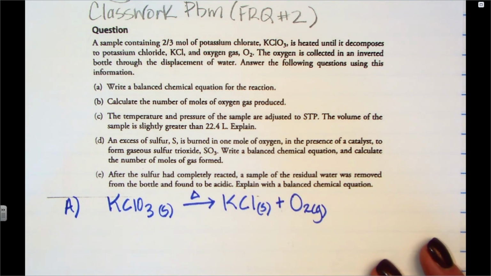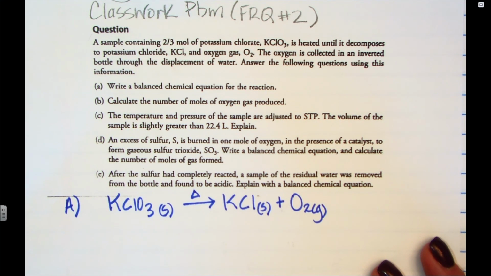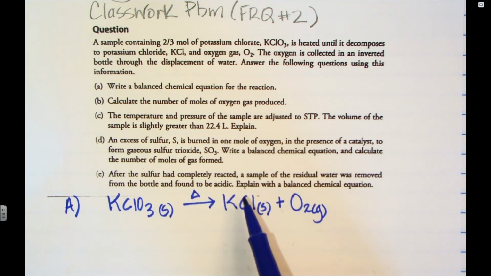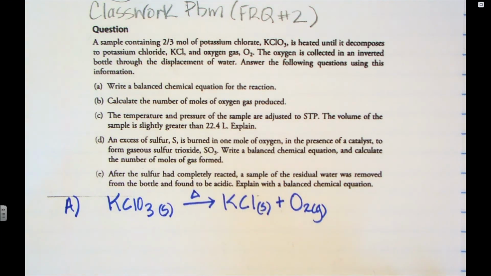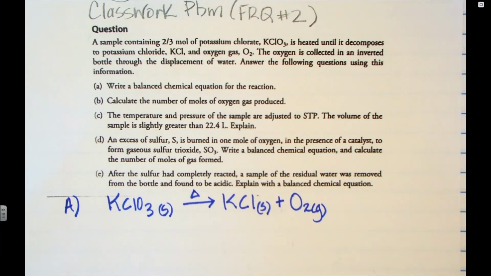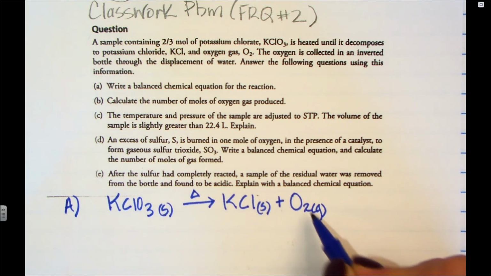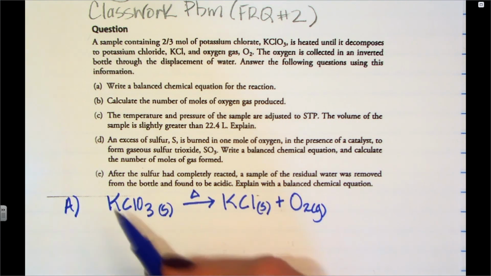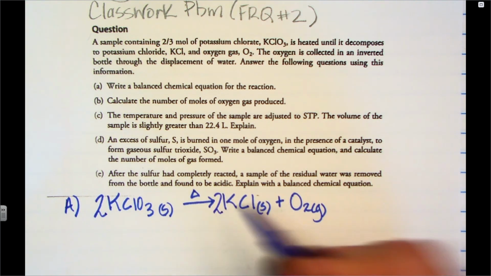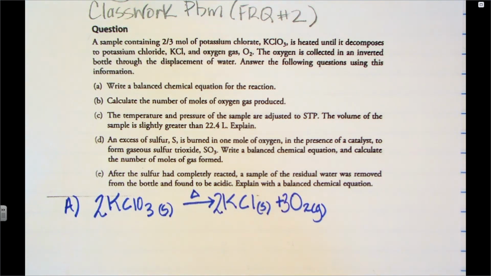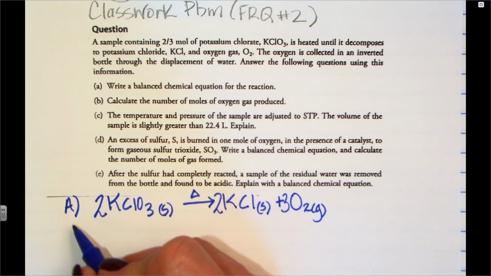And so it says the oxygen was collected in a bottle through water displacement. So we're going to keep in mind that we are going to have to subtract out the water vapor in just a little bit. Now, to get the balanced chemical equation, you have to come back here and watch your coefficients. So we see that we have 2 oxygens here and 3 here. So we should multiply this by 2. That's going to mean we need a 2 here and a 3 here. So that will be part A for this long free response. Let's look at part B.